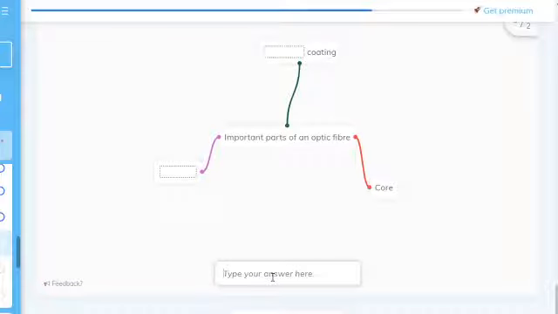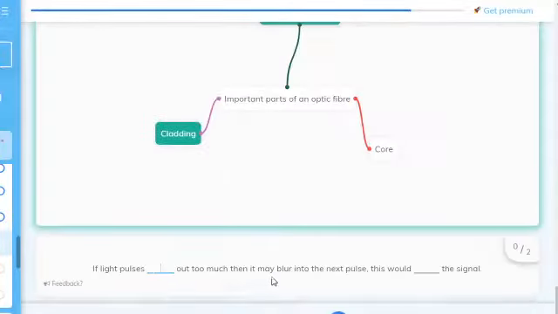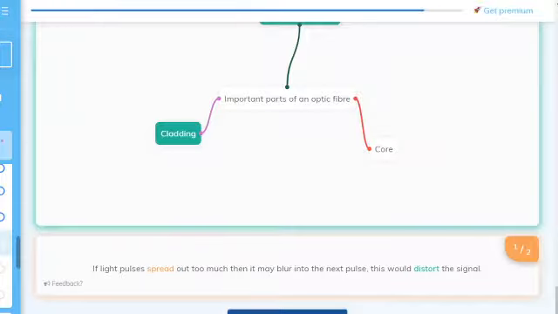So there is a protective coating on fibre optics. There's a core and there's cladding. Perfect. And if light pulses spread out too much, then they may blur into the next pulse, which would distort the signal.